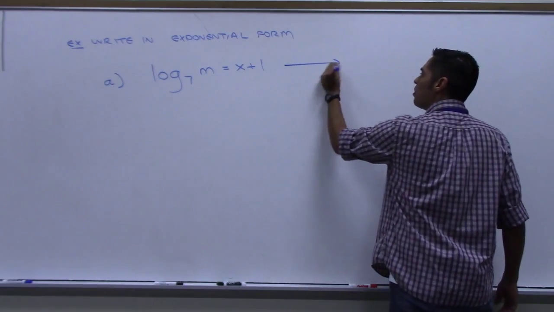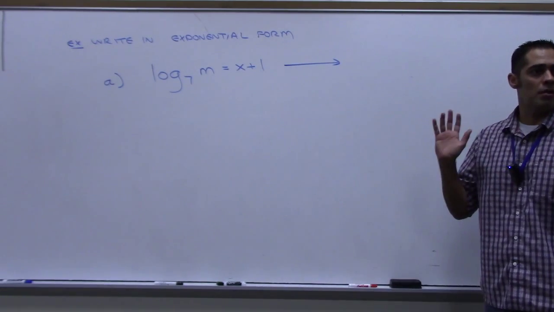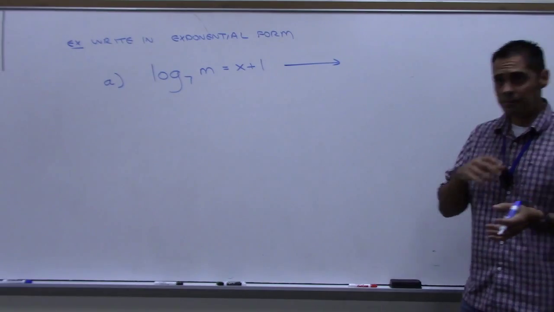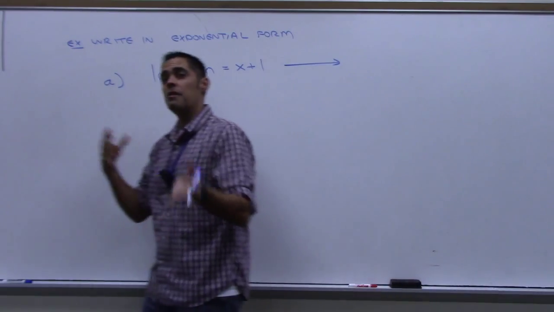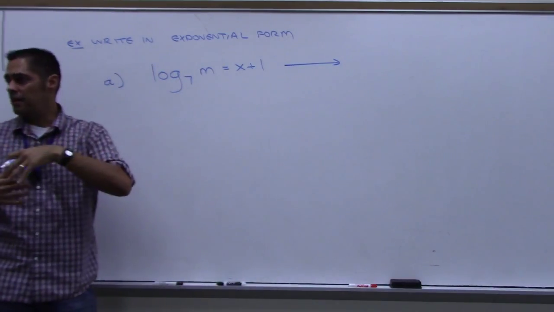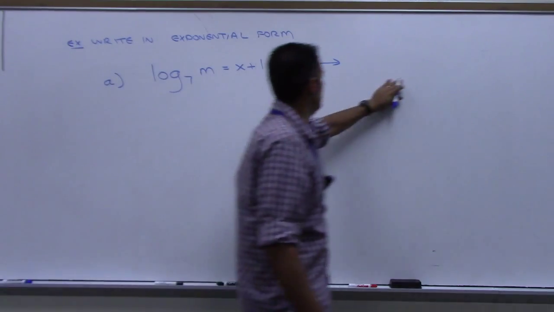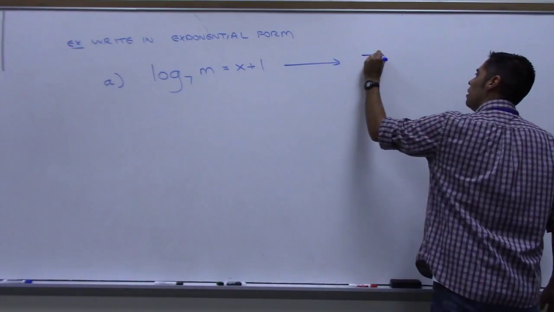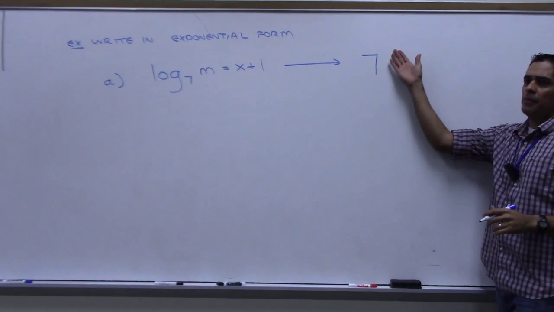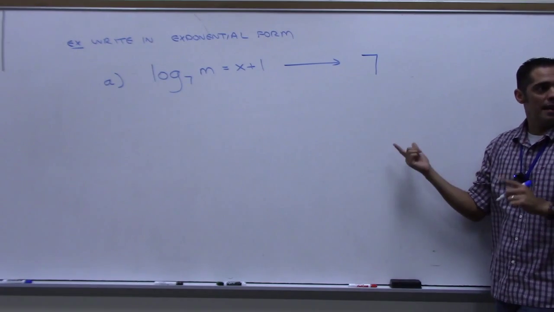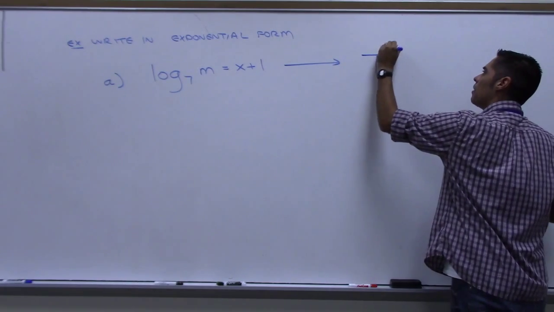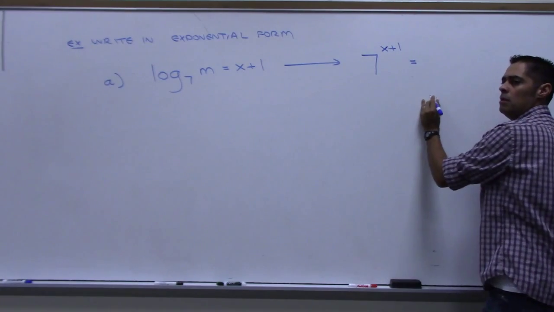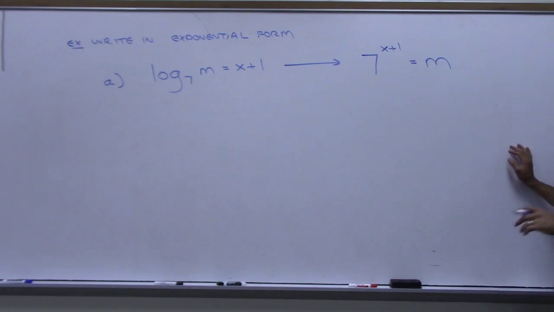Well, we said something's always going to stay the same in both forms, right? The base is always going to be the base of the log, and it's going to be the base on the other side in the exponential form. So I should have what here? 7 raised to what, though? The x plus 1, not the m, right? The x plus 1, and that must equal m. Make sense?